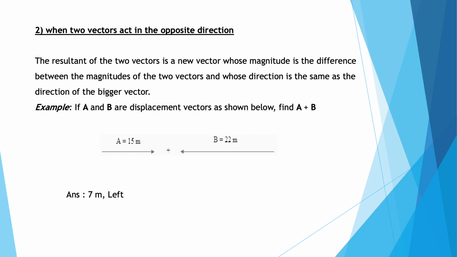And the direction is very important. Direction of the bigger vector is towards left. Then the resultant vector gives the direction towards left.